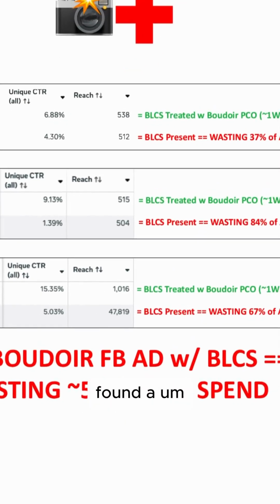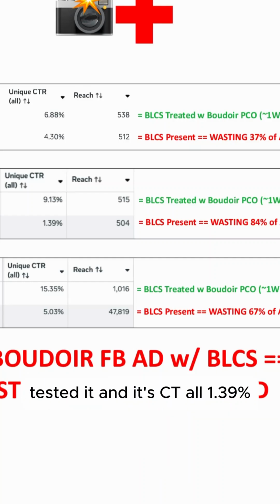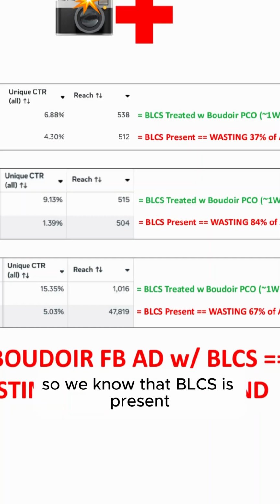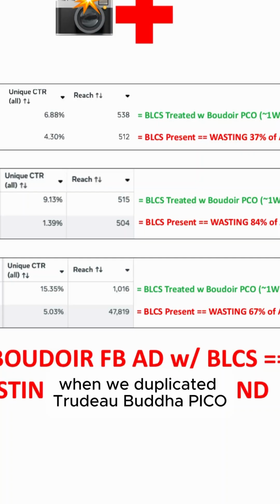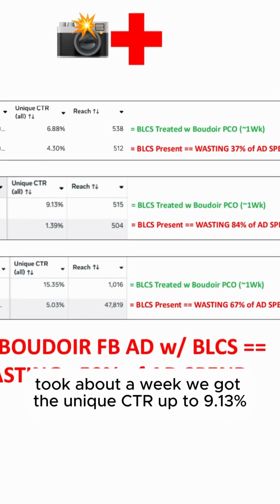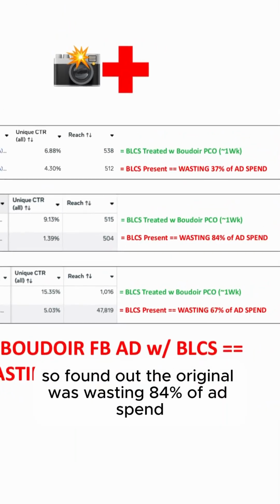Next, I found another Boudoir Facebook ad, brought it to the hospital, tested it. Unique CTR 1.39%. So we know that BLCS is present. And when we duplicated it and treated it with Boudoir Pico, took about a week, we got the unique CTR up to 9.13%. So we found out the original was wasting 84% of ad spend.